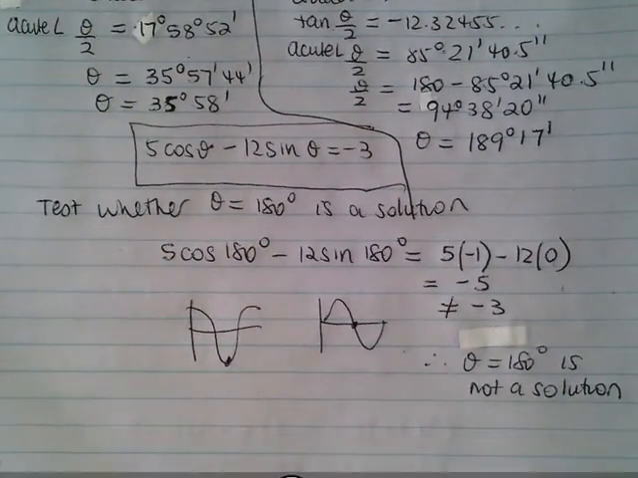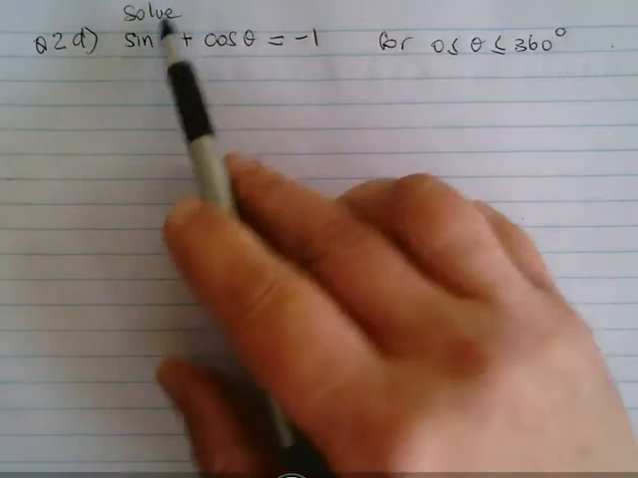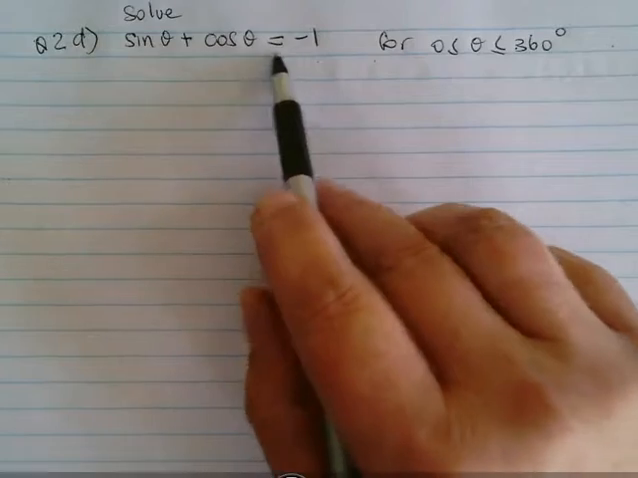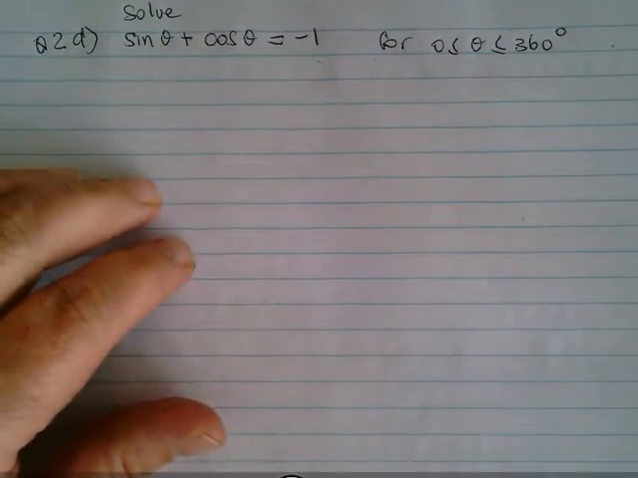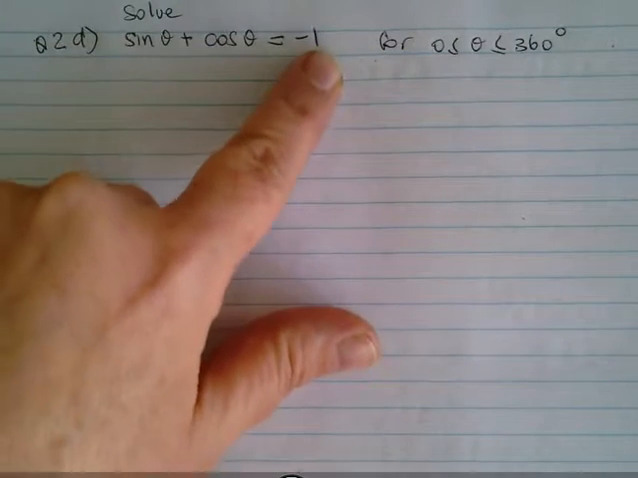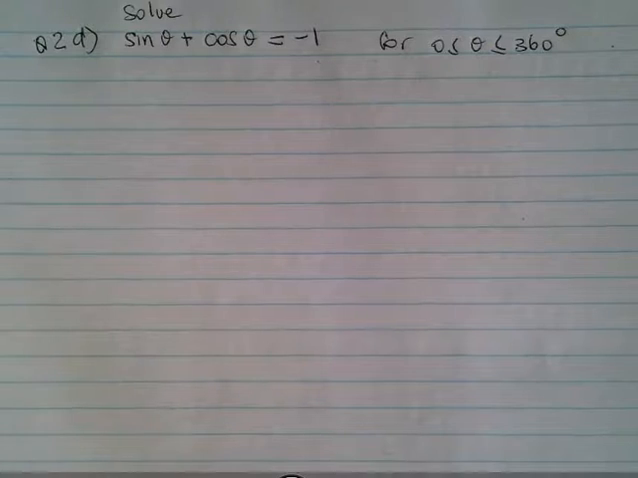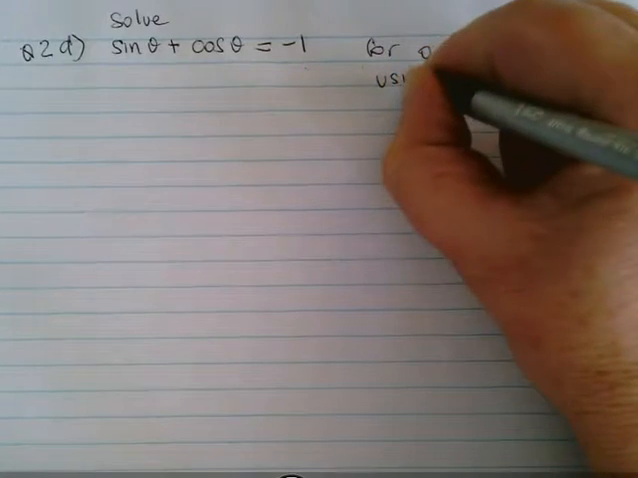Okay. Another question. Let's solve this one. Sine theta plus cos theta equals negative 1. Do we recognize it as a type that would use the t formula? Yes, because it's not equal to 0. If it was equal to 0, take your cos to the other side, divide by cos and make it into tan. But this cannot be made into tan. So we're going to use the t formula.